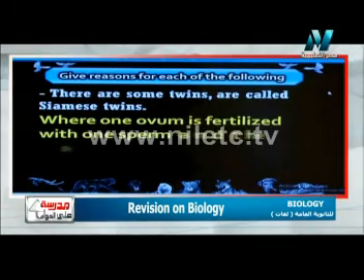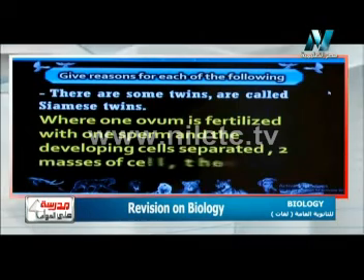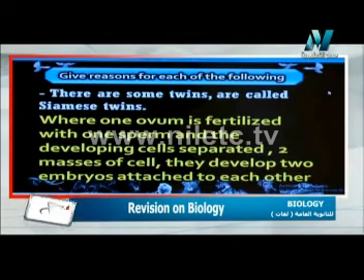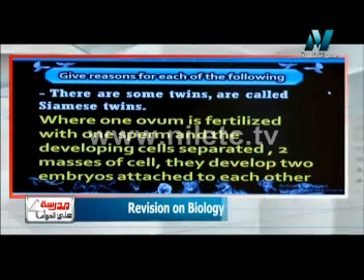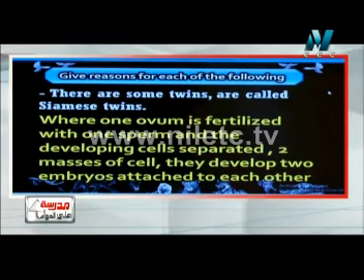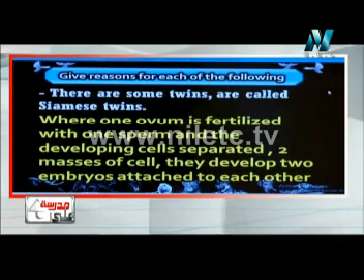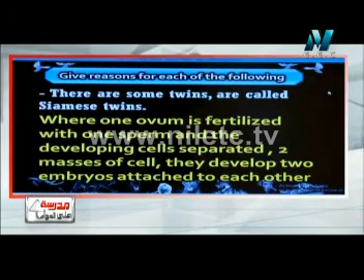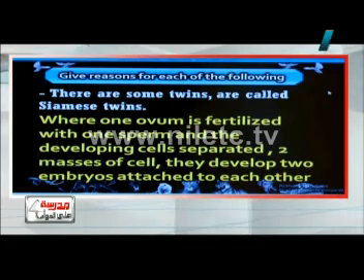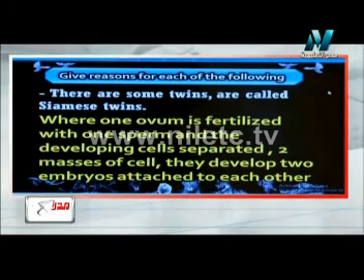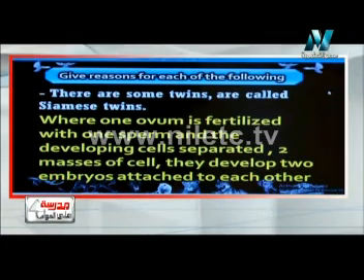There are some twins called Siamese twins. The Siamese twins are found in the case of identical twins. And we remember that identical twins are formed by the fertilization of one ovum with one sperm, and that the zygote develops to produce the embryonic cells.